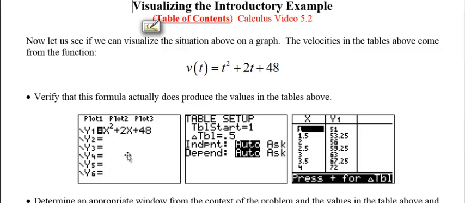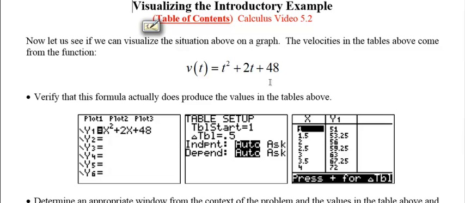For example, here's a screen from a TI-84. Press y equals, type in the formula, of course x's instead of t's for the calculator, but it'll be x squared plus 2x plus 48. Then we set our table to start at 1 and go up by half automatically. So table setup, the second window, and set it up like that, and then do the table, which is second graph. And here's our table, and you'll see that these values do agree. If you scroll down, you'll get the other ones that we had above. So we do see that this formula is consistent with the numbers that I had in the table above.